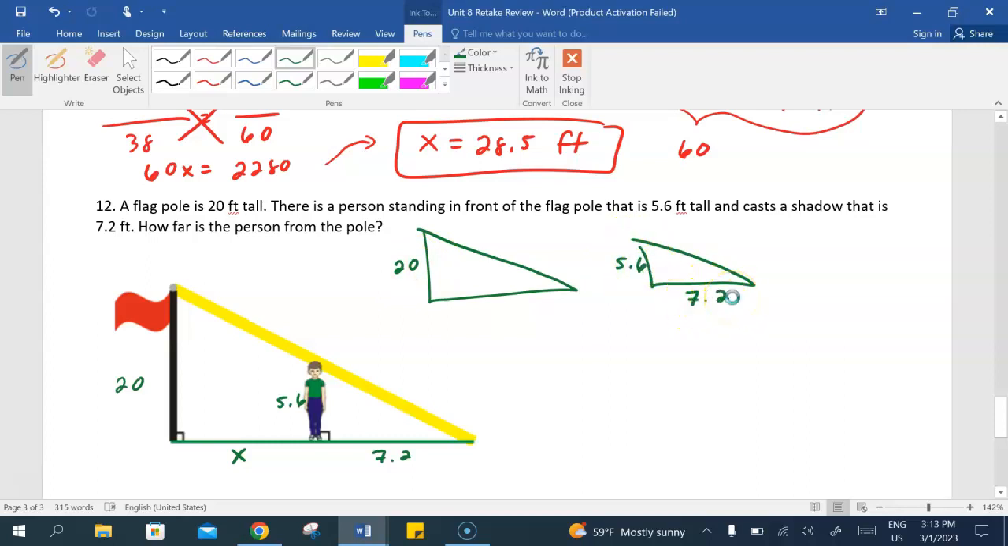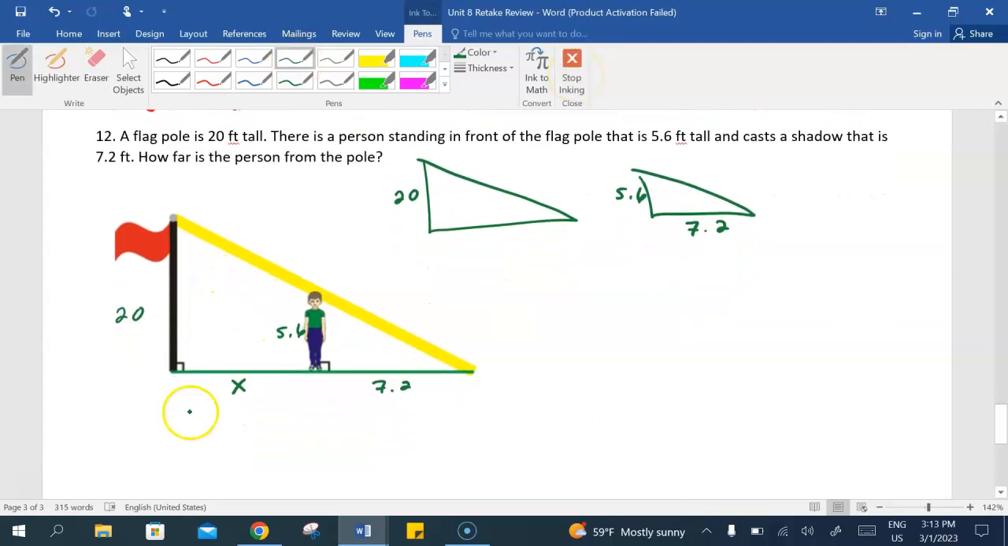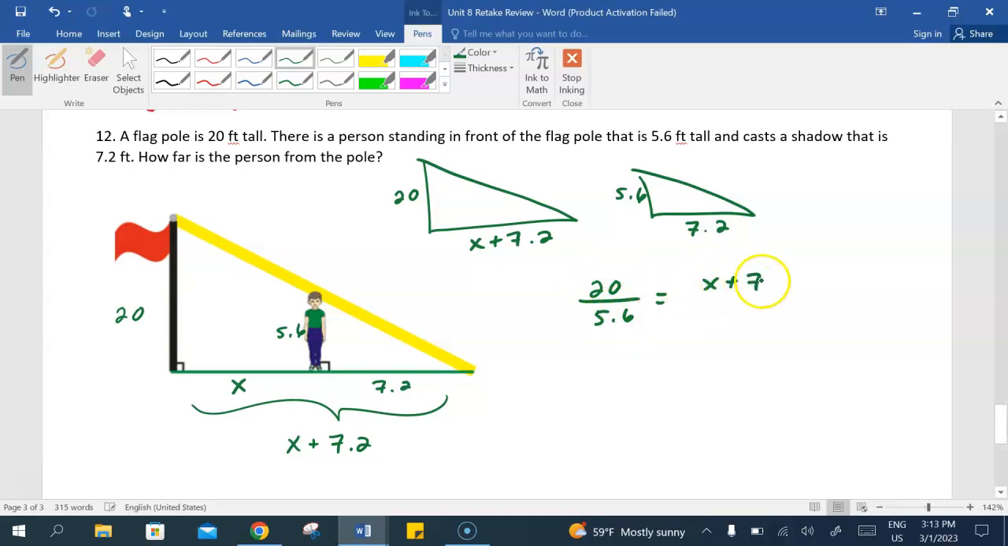Now, the entire triangle, the bigger triangle, I need to add both of my bottom values. So this is x plus 7.2. So that's what's going to go in that big triangle. A lot of students just put x and they end up getting the wrong answer. So you have to be careful. Now I can do my proportions. 20 matches up with 5.6. x plus 7.2 matches up with 7.2. Now you're cross multiplying.